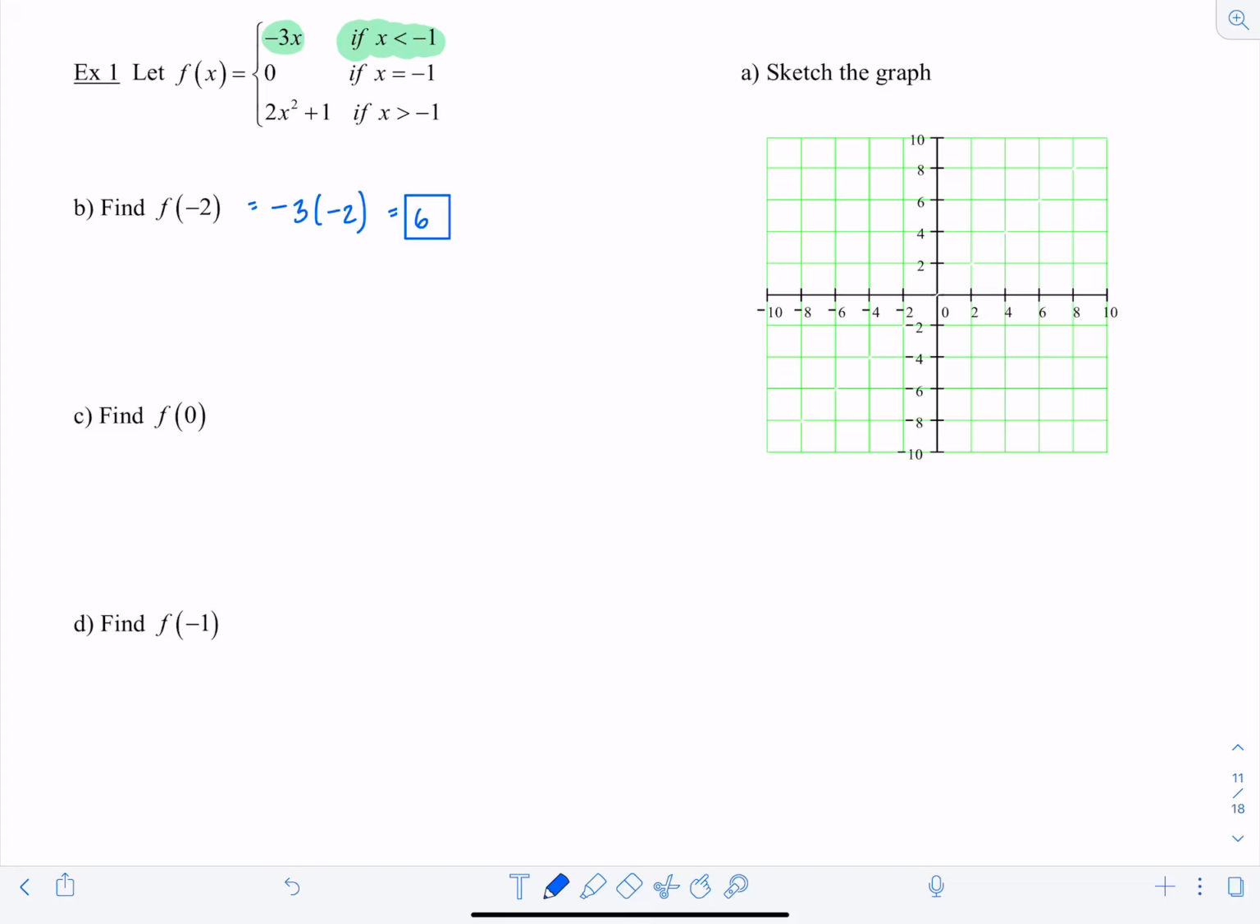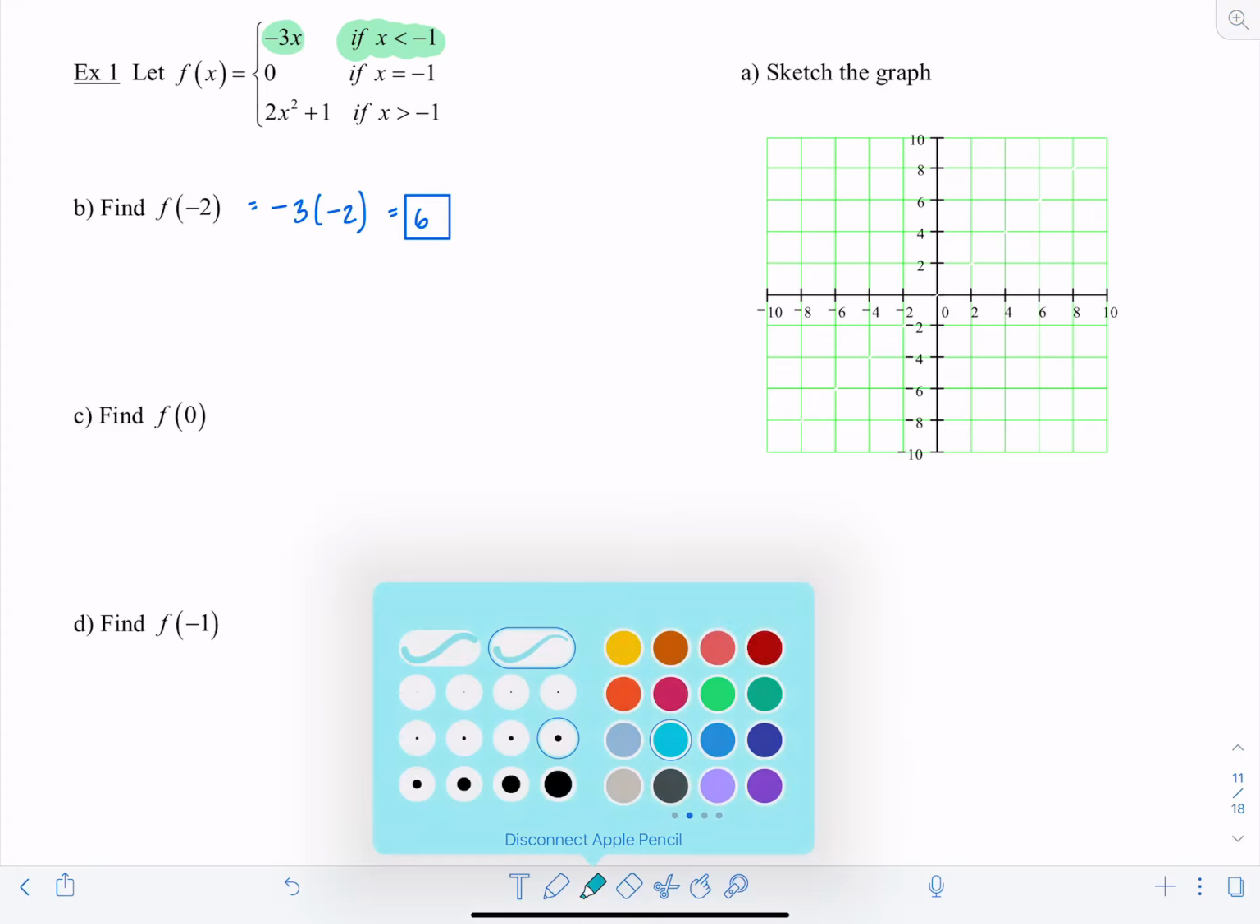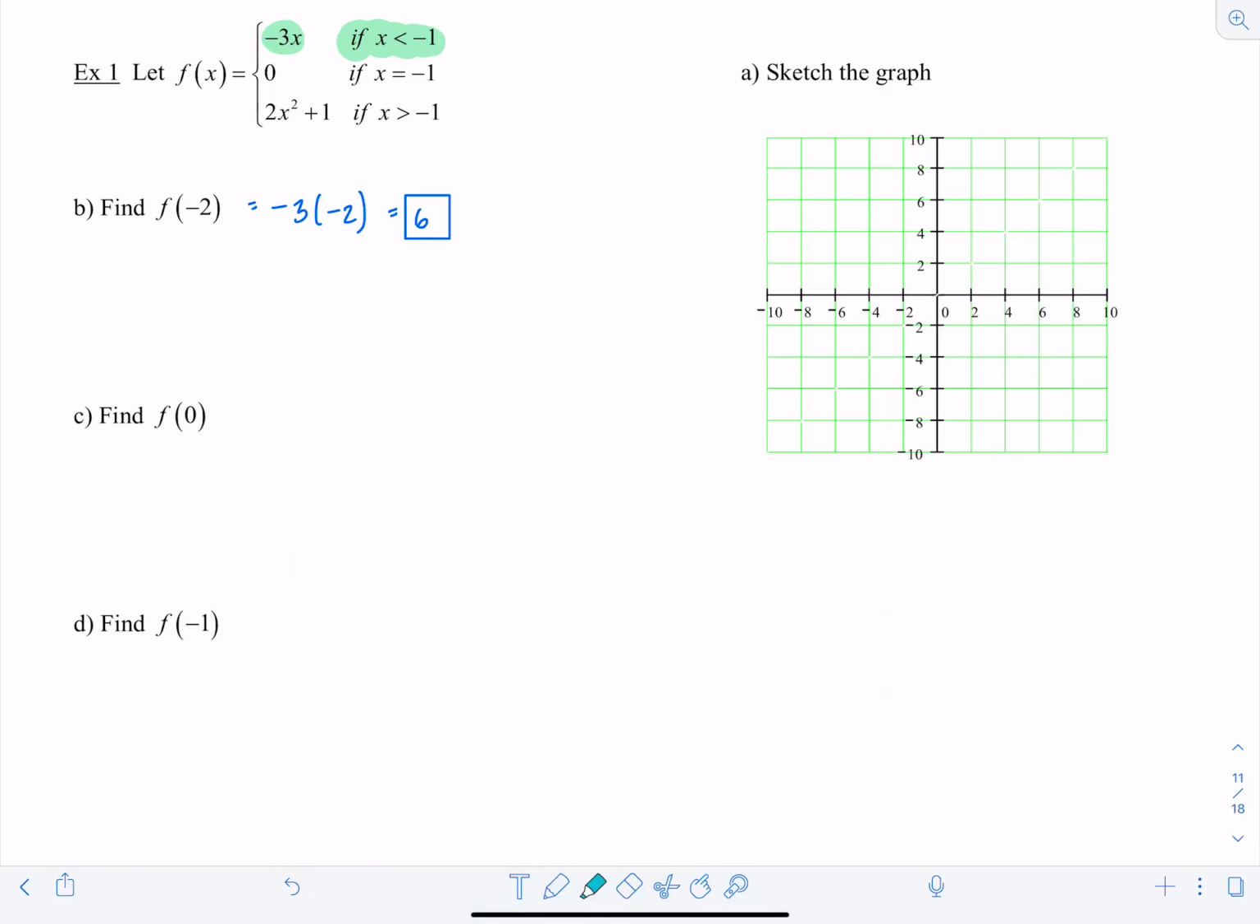Okay, find f of 0. If I'm going to substitute in 0 for x, I first have to determine which part of the function applies. f of 0, 0 is greater than negative 1. So I'm going to substitute it into 2x squared plus 1. So this is going to be 2 times 0 squared plus 1, which is 1.